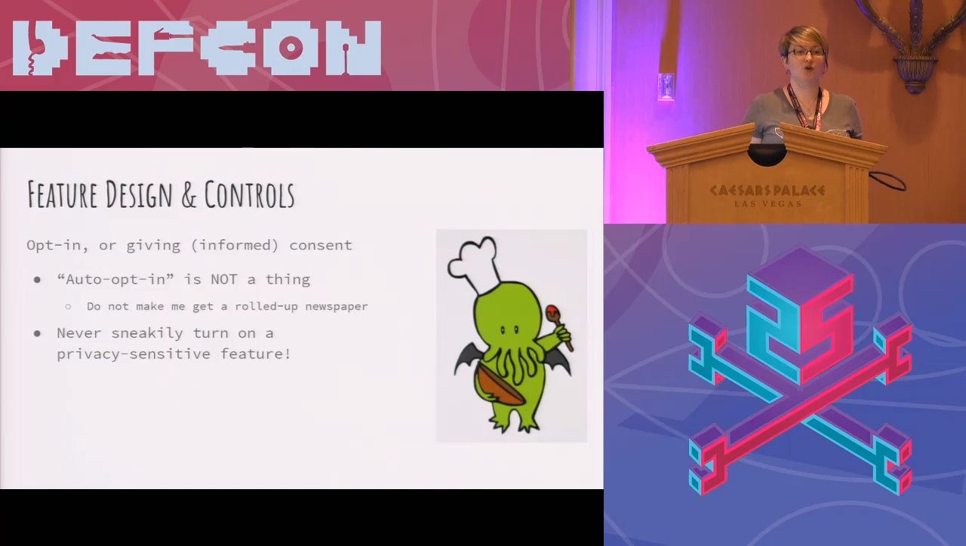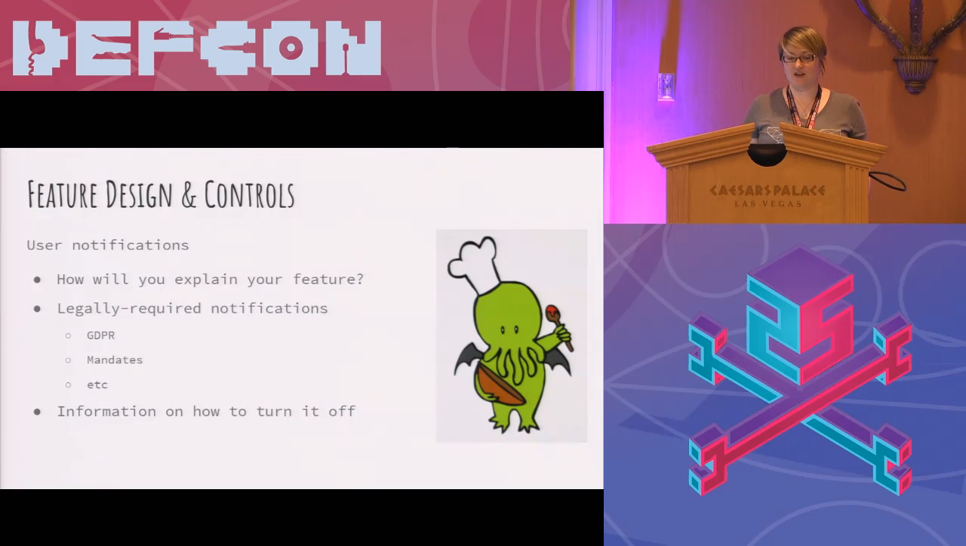Again, users know when you're trying to deceive them, and saying something like auto opt-in instantly will lose you some user trust. And then it should go without saying, never sneakily turn on a privacy sensitive feature. Again, users will find out and they will not like you for it. So now, how do we get users to turn on this feature if we're using opt-in or we're not sneakily turning things on for them?